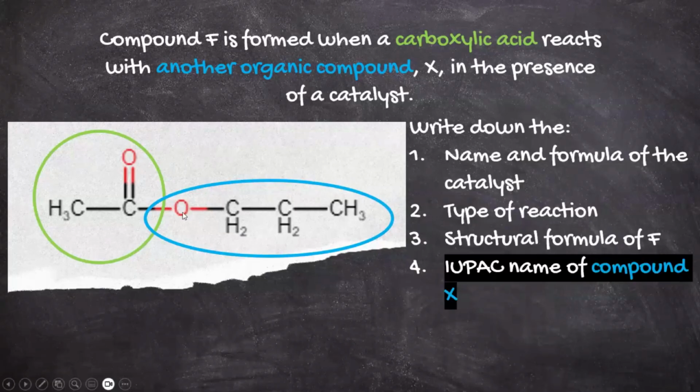Then, what is the IUPAC name of the compound X? Okay, we did talk about it. Can anyone give the name in the chat? The IUPAC name for compound X. Propanol. Yes, it is a propanol, but you have to tell me where that hydroxyl group is. Okay, so yes, we have said it's propanol, but is it propan-1-ol, propan-2-ol, propan-3-ol? It's propan-1-ol. Okay.